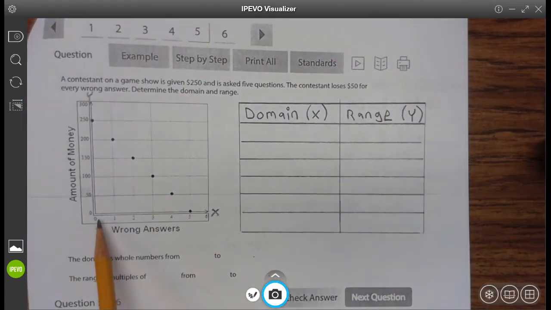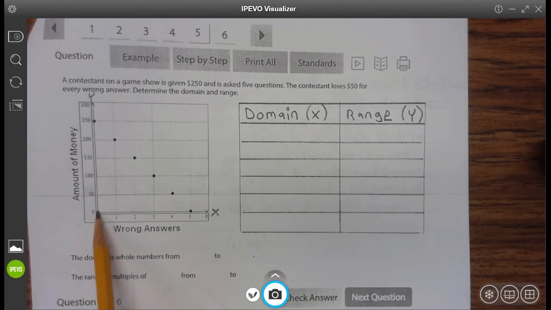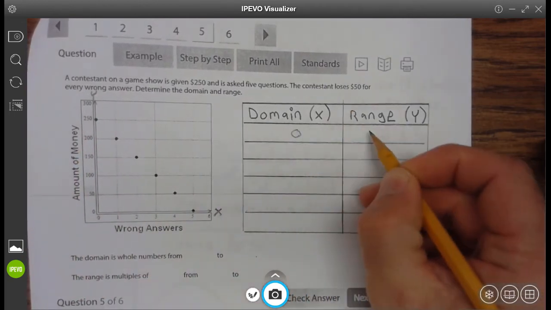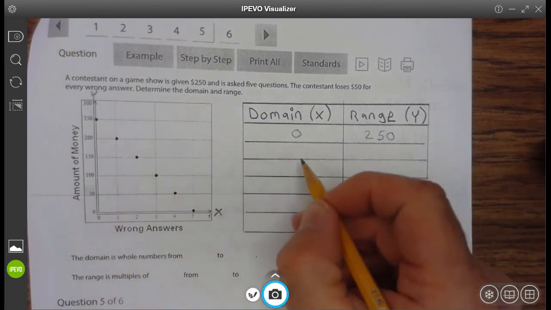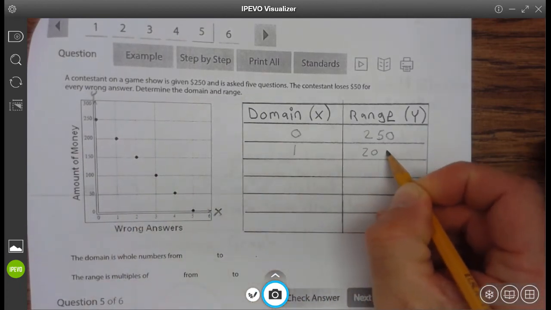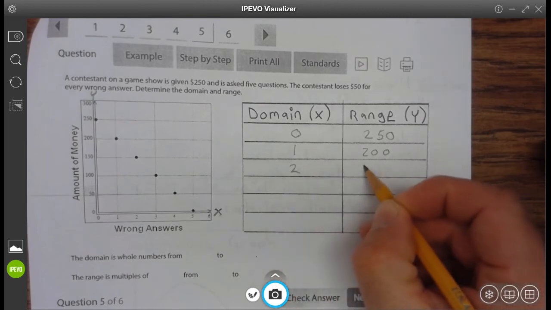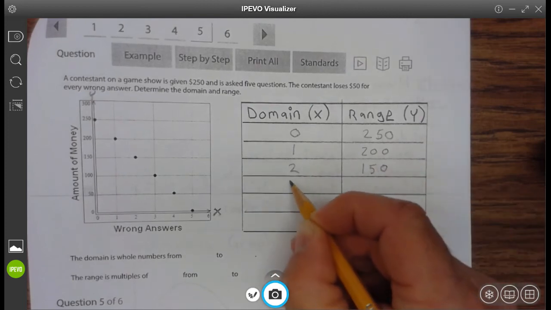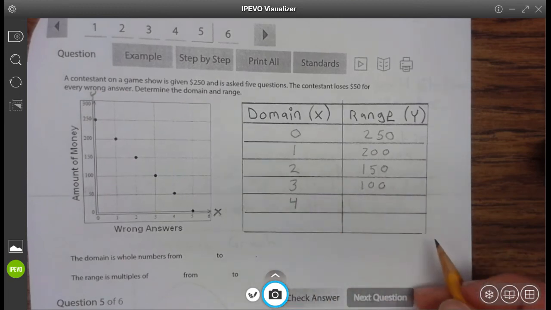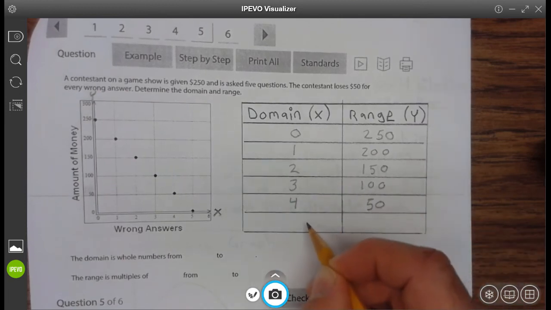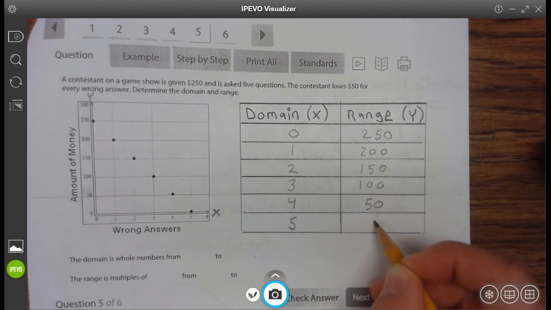Now, we need to write down each of the points. The first point is 0, 250. The next point is 1, 200. And then 2, 150. 3, 100. 4, 50. And 5, 0.